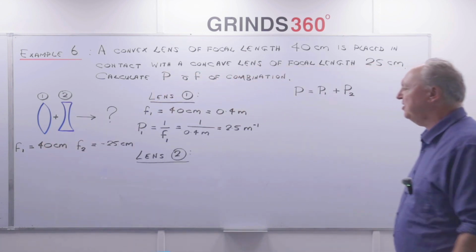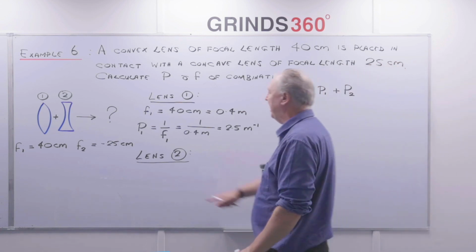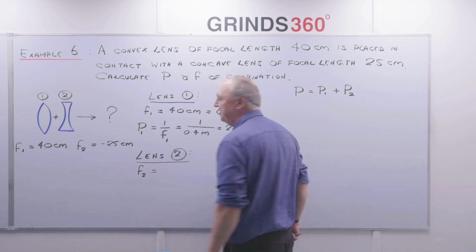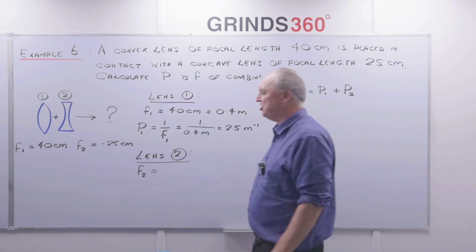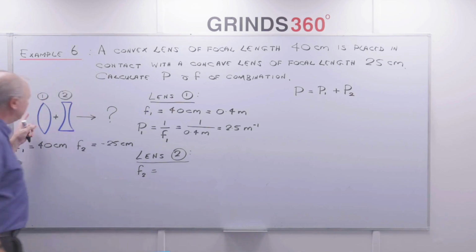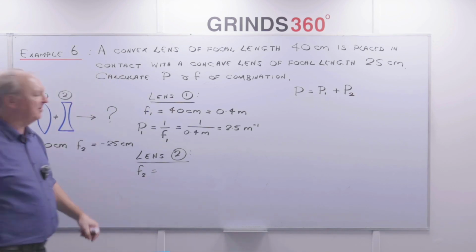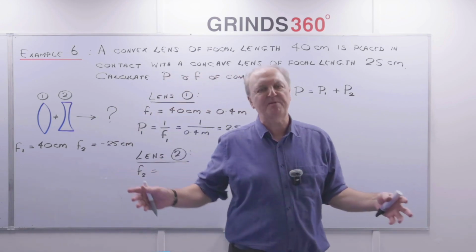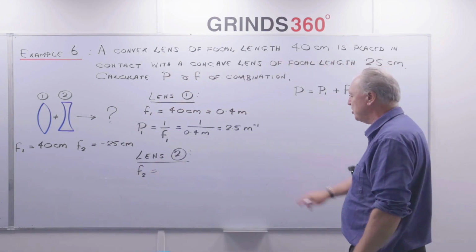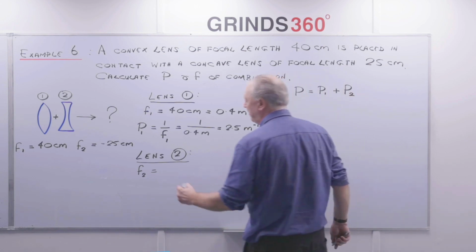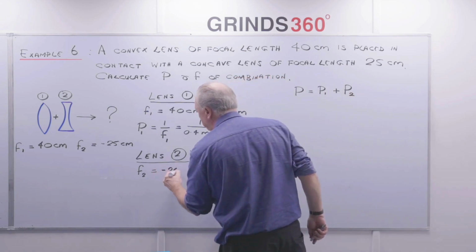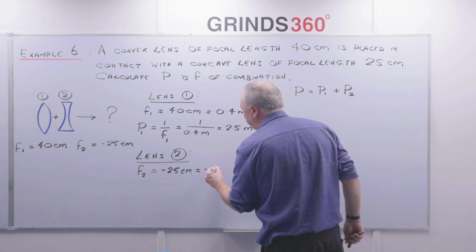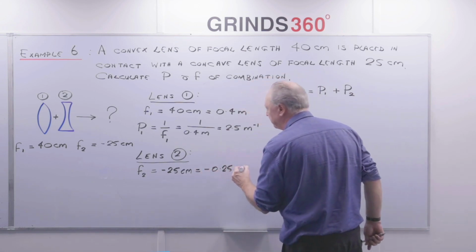Now let's look at the power of the second lens. Well, f2 is minus 25 centimeters. The minus is crucial. It's crucial because you can imagine when the light comes in to the first lens, it gets pulled down. When it hits the next lens, it gets pushed up. So if you like, it decreases the power of the first lens. That's why the negative comes into play. So f2 is equal to minus 25 centimeters. Turn that into decimal. That's minus 0.25 meters.